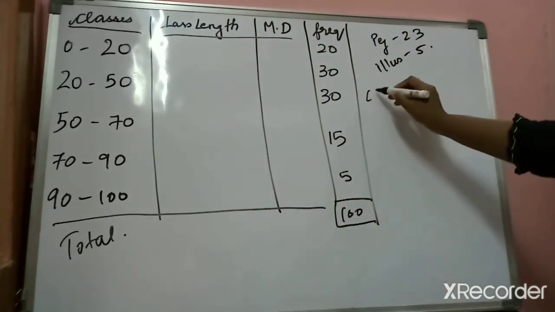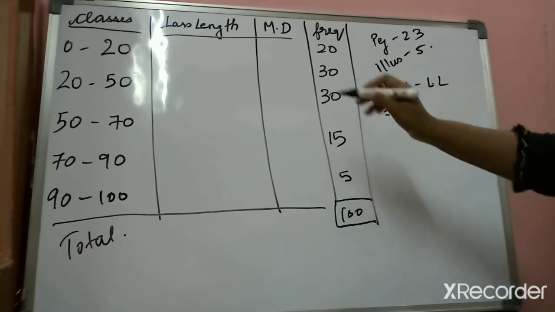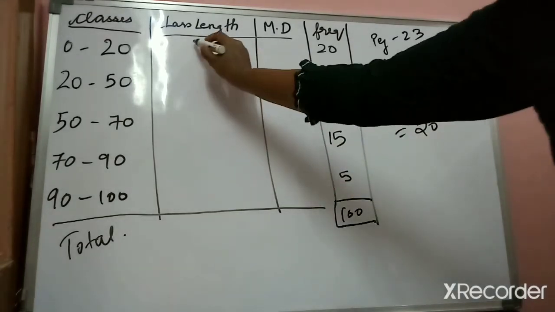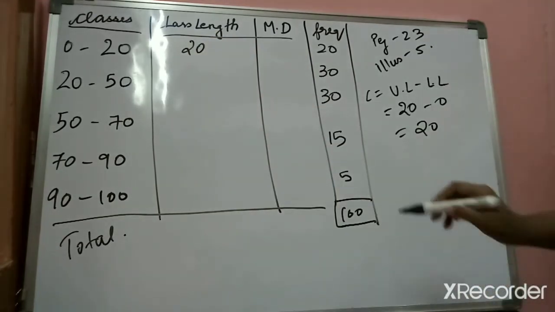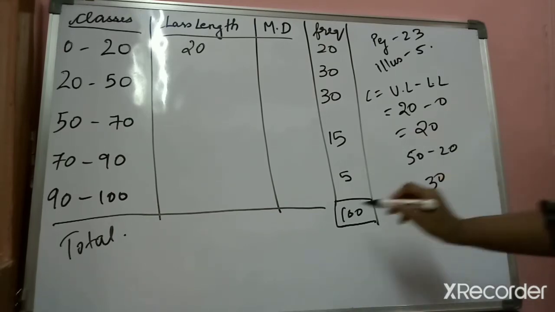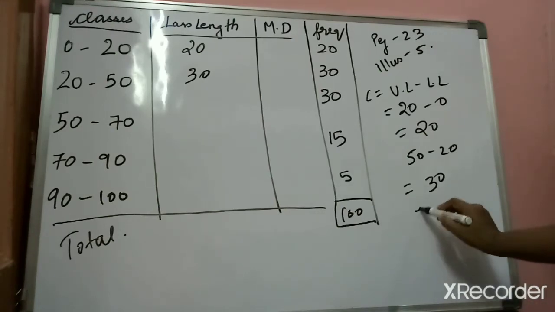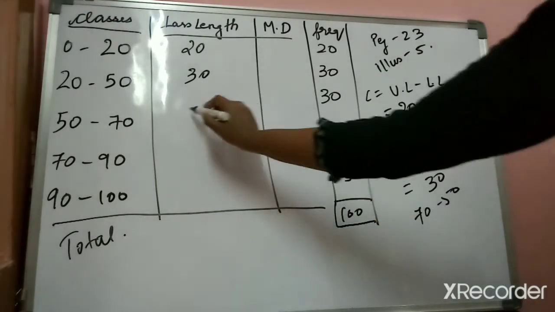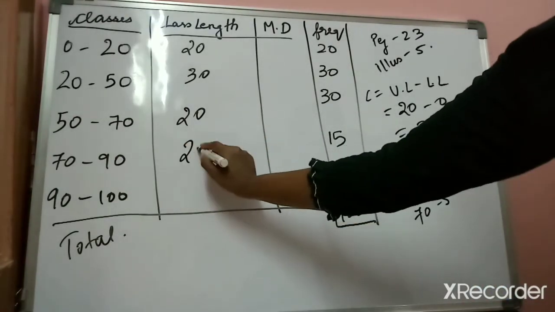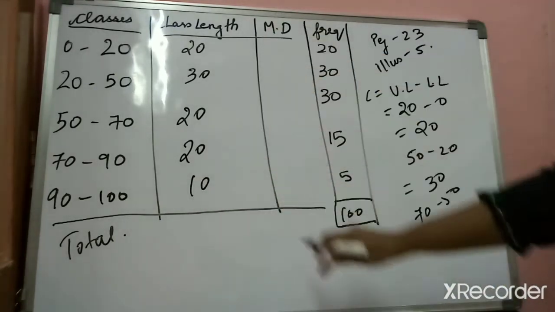So the class length formula is upper limit minus lower limit. So for the first class your upper limit is 20 minus 0 is equal to 20. So the class length would be 20. For the next, again upper limit is 50 minus 20, 30. So 30 is the answer, right? Then again 70 minus 50, it is 20. Then 90 minus 70, it is again 20. And then 100 minus 90 is 10. Okay, so clear with this class length.